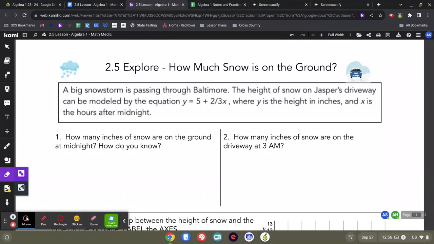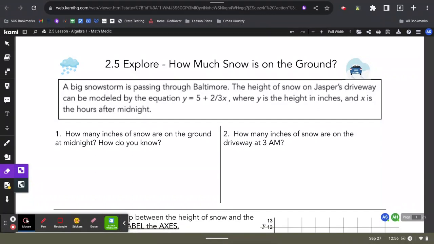Hey guys, we're going to look at the 2.5 explore how much snow is on the ground. So a big snowstorm is passing through Baltimore. The height of snow on Jasper's driveway can be modeled by the equation y equals 5 plus 2/3 x, where y is the height in inches and x is the hours after midnight. How many inches of snow are on the ground at midnight?